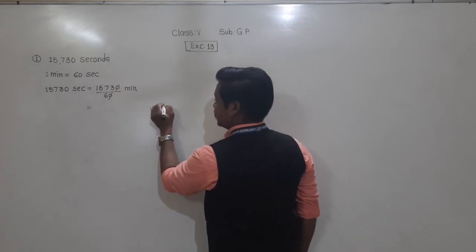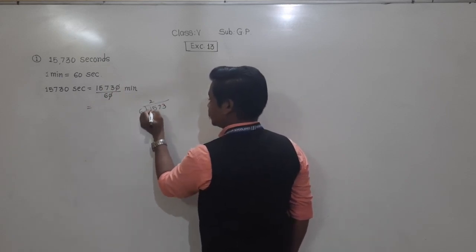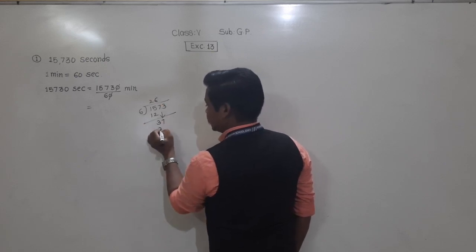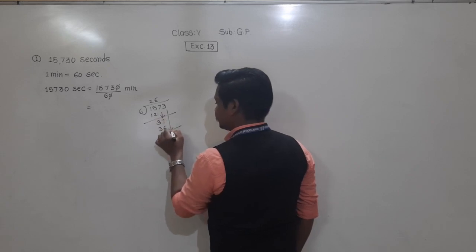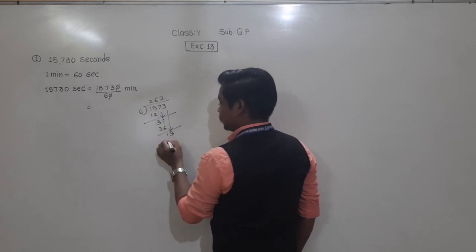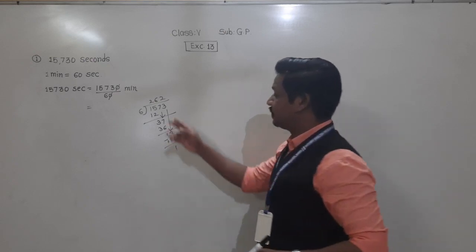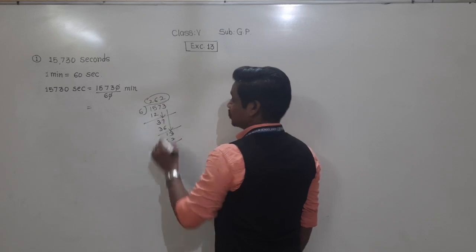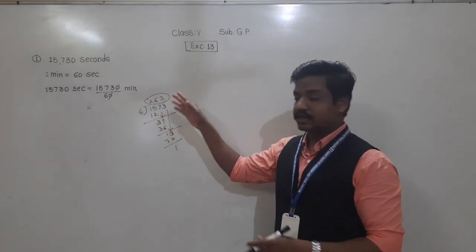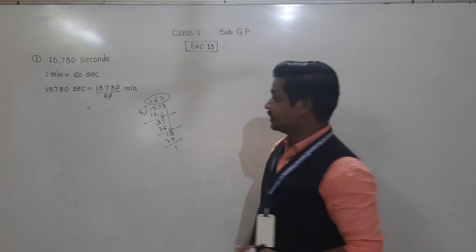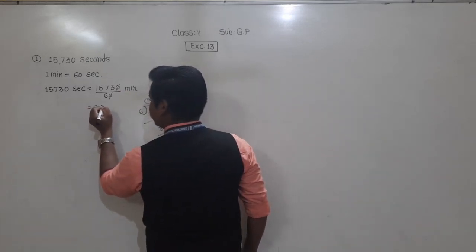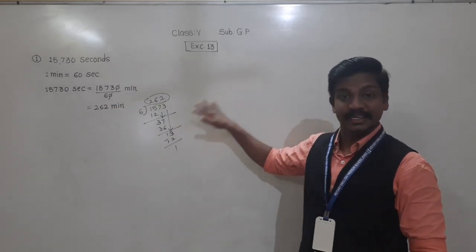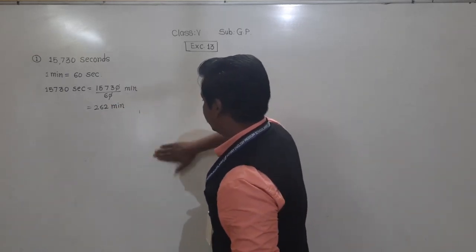1573 divided by 6. Six 2s are 12, 3 remain. Six 6s are 36, 1 remains. Six 2s are 12. Okay, now see, in this division when we divided 1573 by 6, we got 262 as a quotient. So whatever quotient we have got, they are said to be minutes here. Complete minutes, 262 minutes. And what remains? 1. That will be the remaining second. 1 is the second.